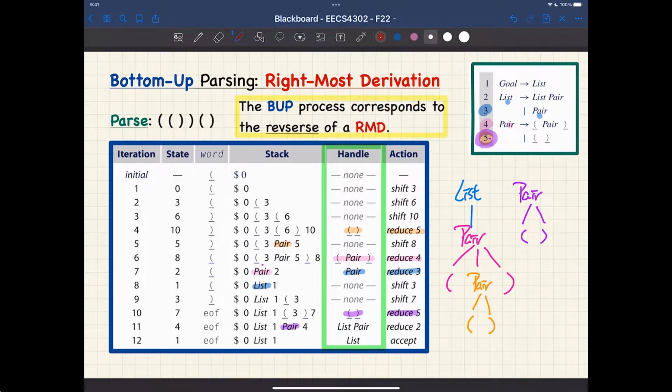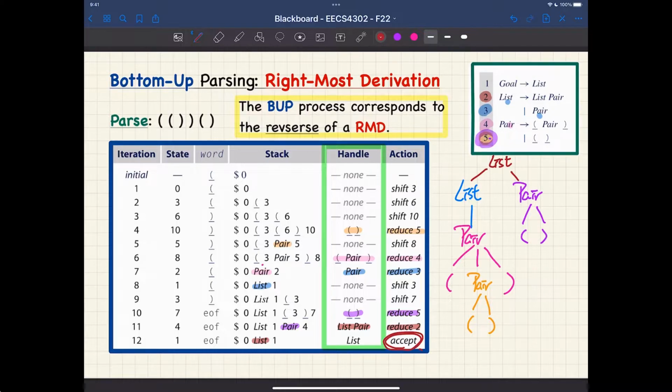And so we got list and pair using rule number 2, which is over here. We're going to reduce that into a list. So list and pair reduce into a list. Okay? That's when we are ready to accept. And now, why is this corresponding to or related to rightmost derivation?